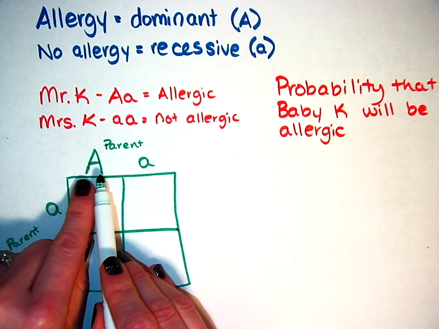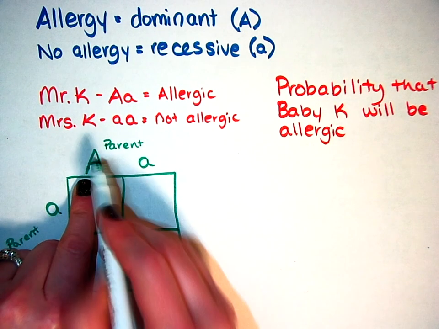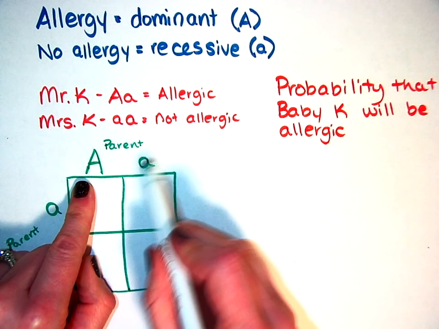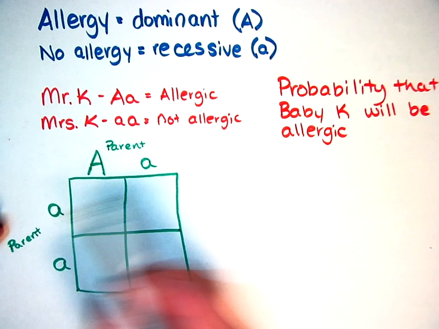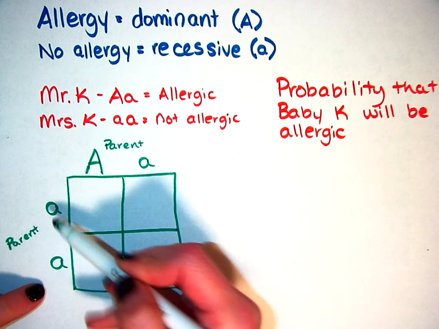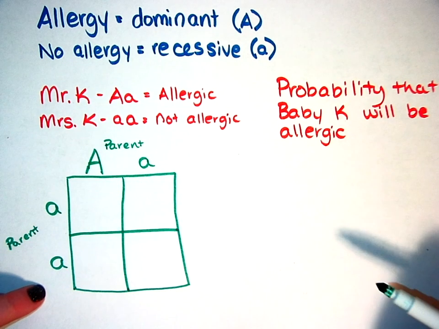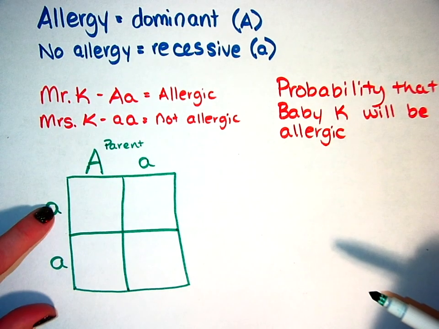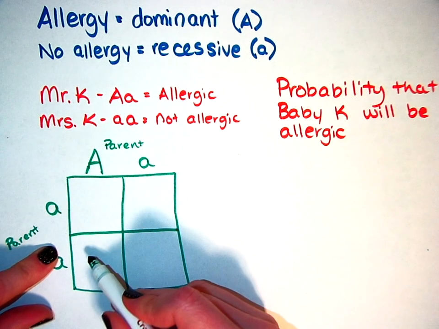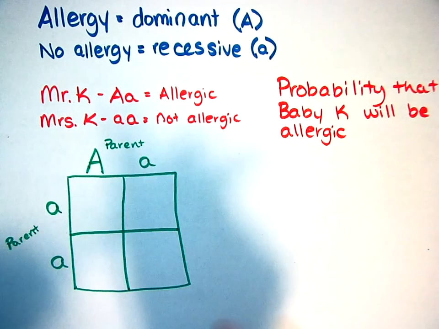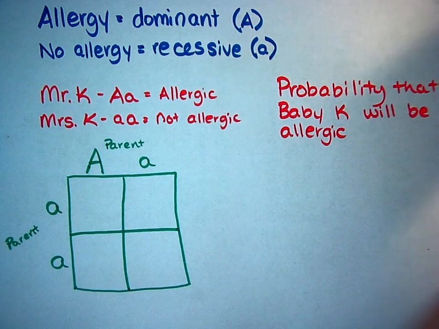So from Mr. Kurnit, the baby could either get a capital A, the dominant allele, or a little a, the recessive allele. From me, the baby could only get a recessive allele, because that's all I have to offer in either case. So what the baby gets is random. This is just going to predict the chances. So we've got that written. Now let's do our predictions.